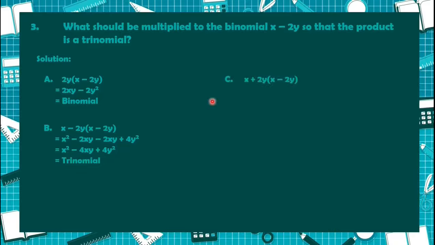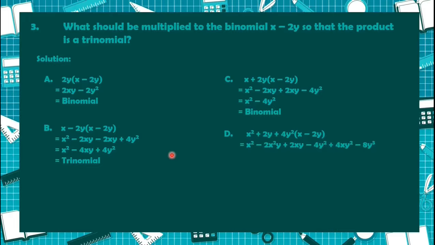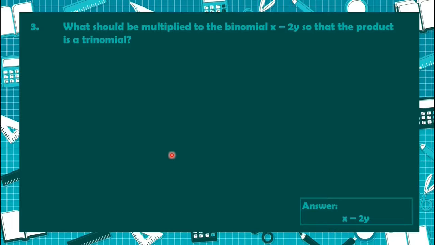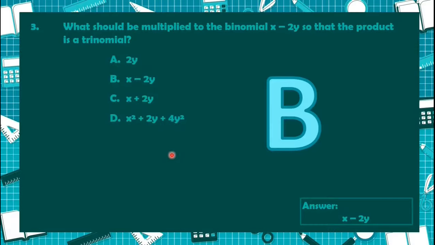For our option C, x plus 2y times x minus 2y, we have a product x squared minus 2xy plus 2xy minus 4y squared. We combine like terms, we have a final product, x squared minus 4y squared. And it is a binomial, 1, 2. For our option D, x squared plus 2y plus 4y squared times x minus 2y, then we have a product, x squared minus 2x squared y plus 2xy minus 4y squared plus 4xy squared minus 8y cubed. And it is a polynomial with 6 terms. So our final answer is letter B, x minus 2y, because it produces a trinomial when multiplied by the binomial x minus 2y. So for this item, our final answer is letter B.